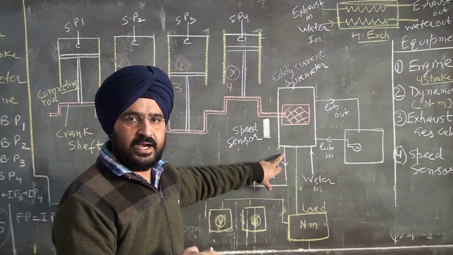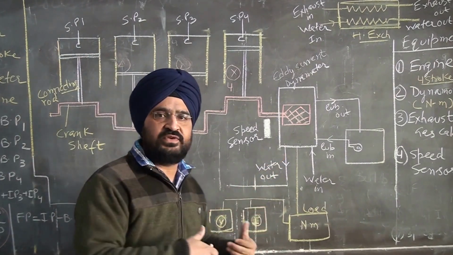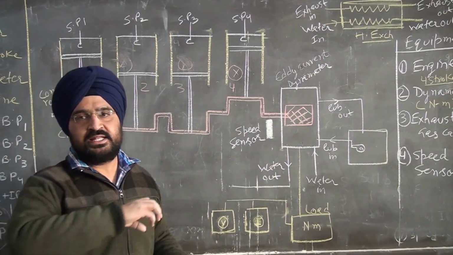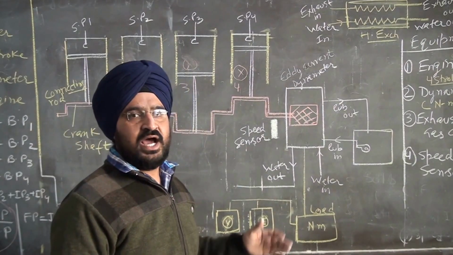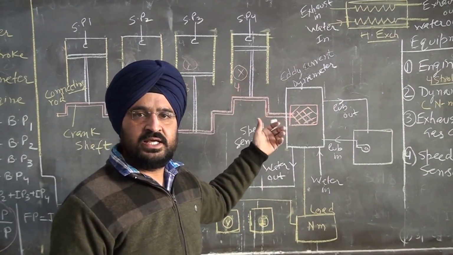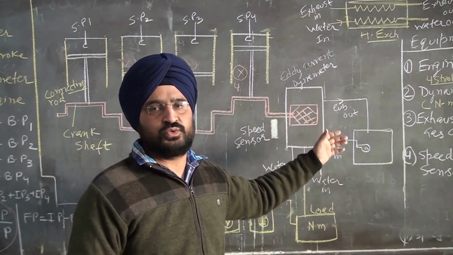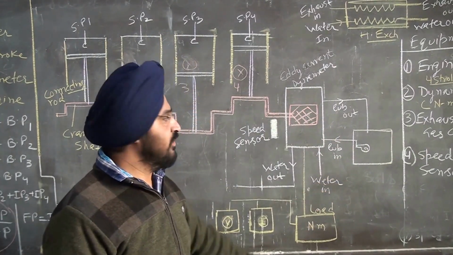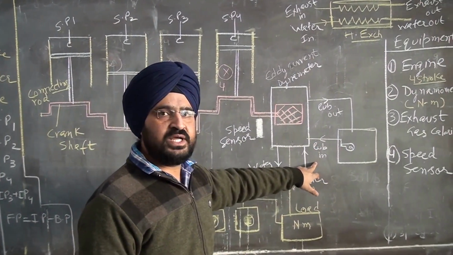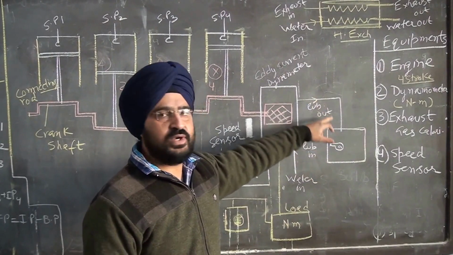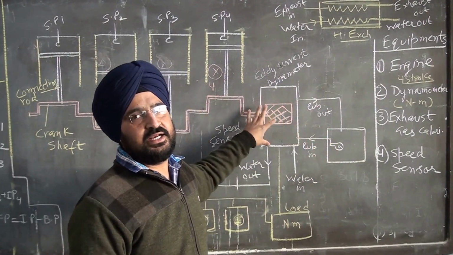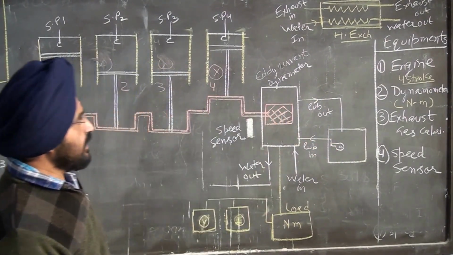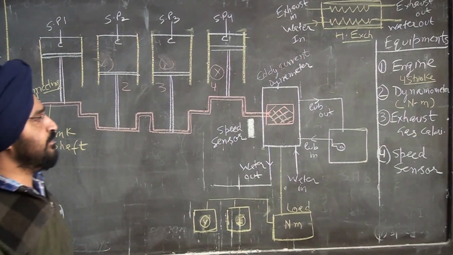It will be at a higher temperature. The same water will now be passed to the engine, and then onward. After getting heat from the engine, the same water will be passed through the exhaust gas calorimeter. For lubrication, an external pump is circulating the lubricant in the eddy current dynamometer. Then the function of the exhaust gas calorimeter.